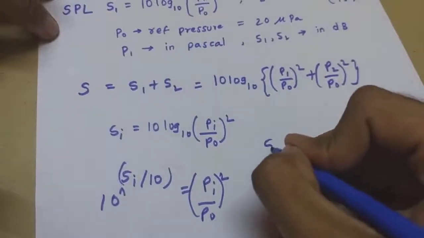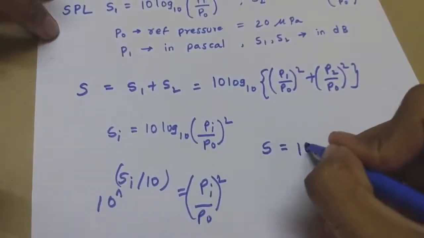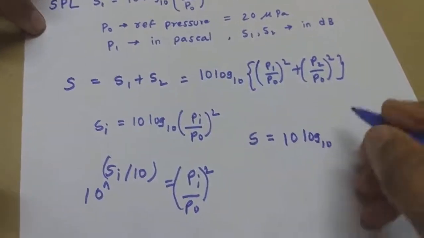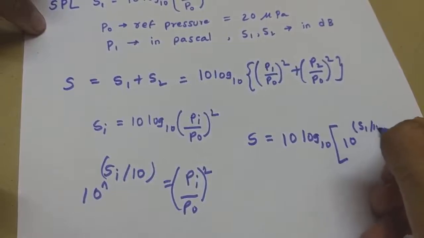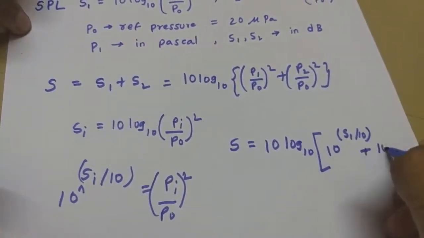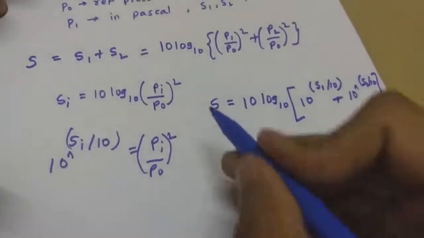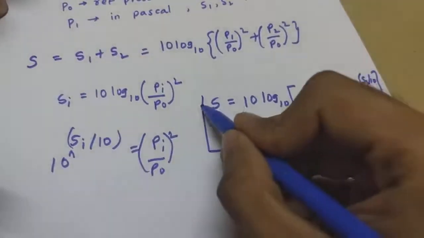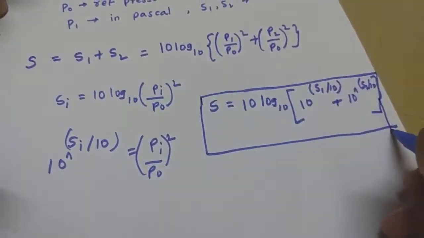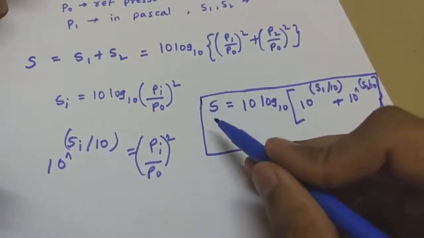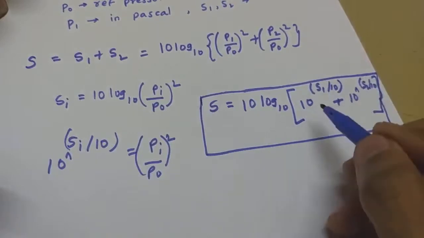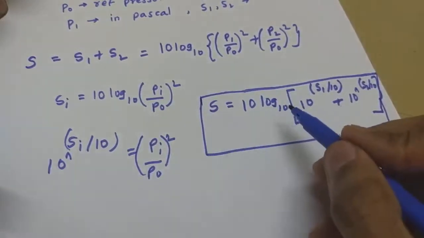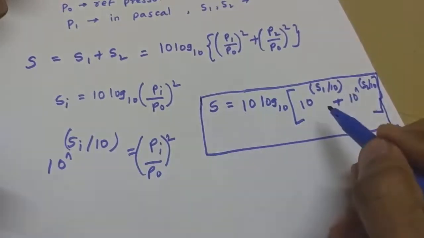So the final value that you can observe is S equals 10 times log to the base 10 of 10 power S1 by 10 plus 10 power S2 by 10. This is the final equation. Here, the total sound pressure level is in terms of the sound pressure levels of speaker 1 and speaker 2. This is the equation you need to know in order to add and find the total sound pressure level. This is the logarithmic addition.